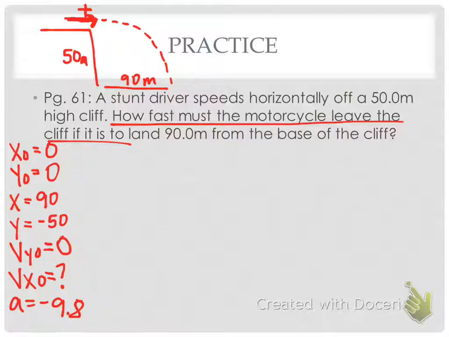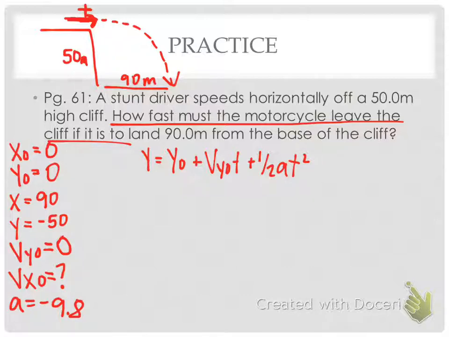We're going to have to use our second vertical equation because we don't know our final vertical velocity. We don't know how fast he was going when he came close to the ground. So we have to use our second one, right? So that equation looks like this. Y equals y initial plus vyot plus 1/2 at squared.